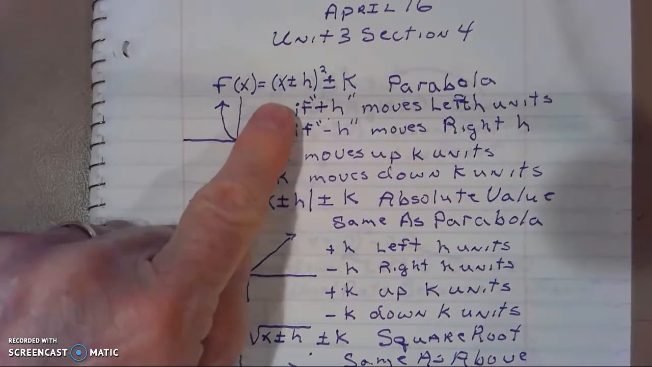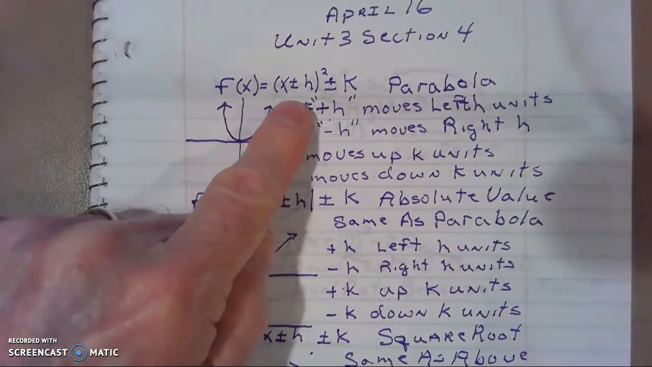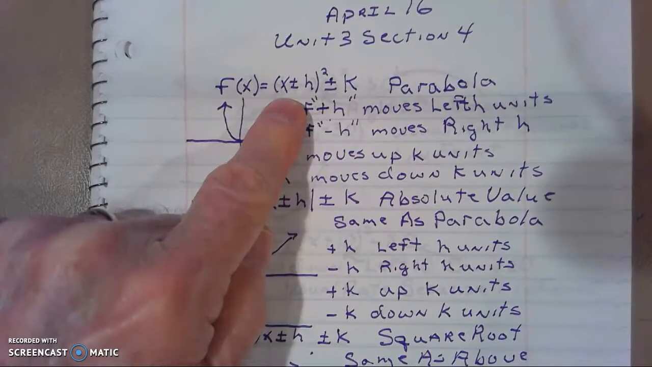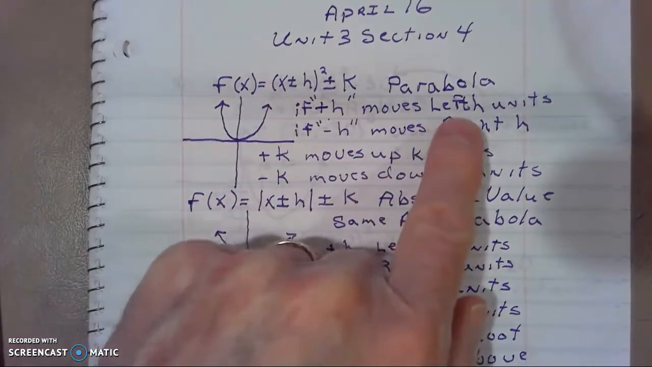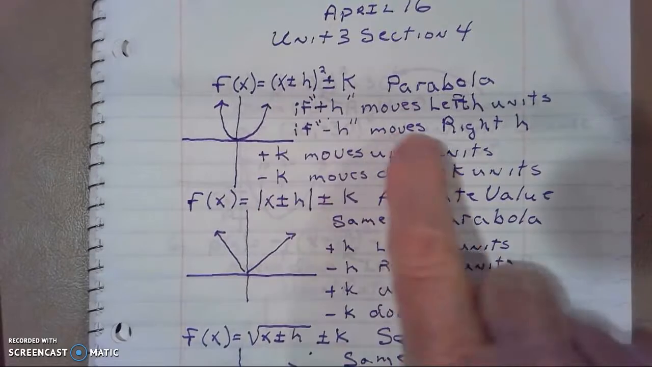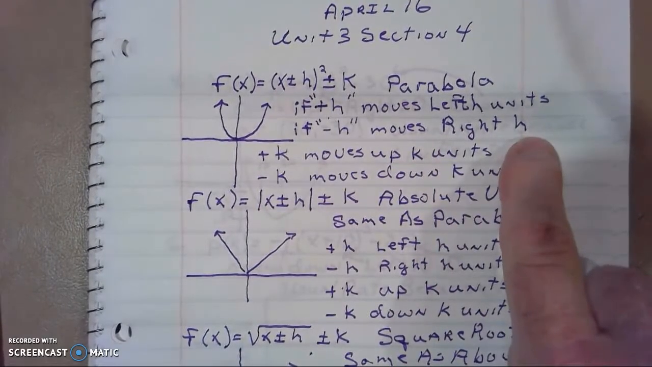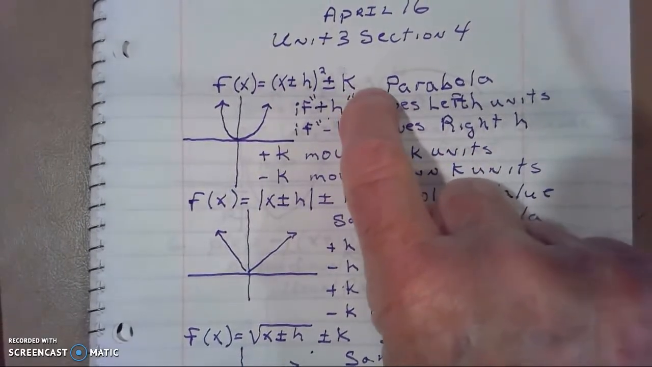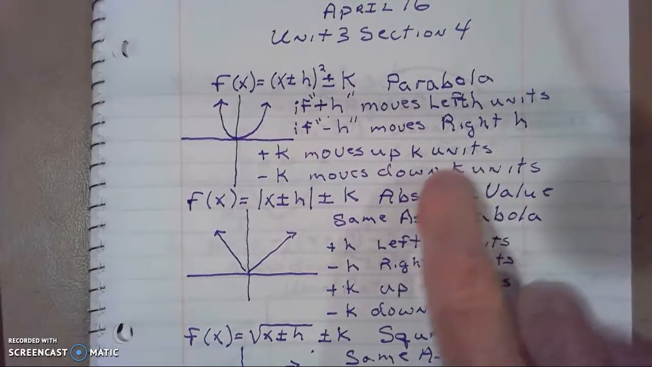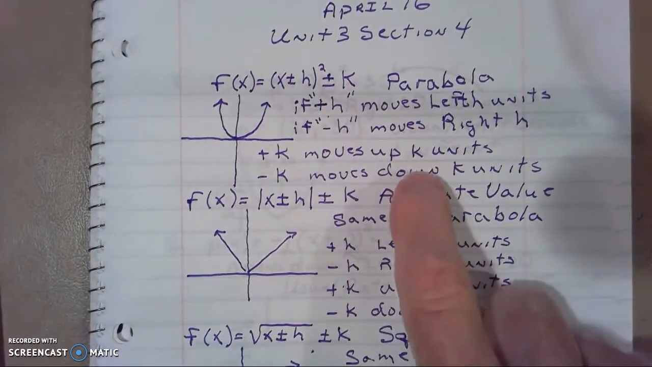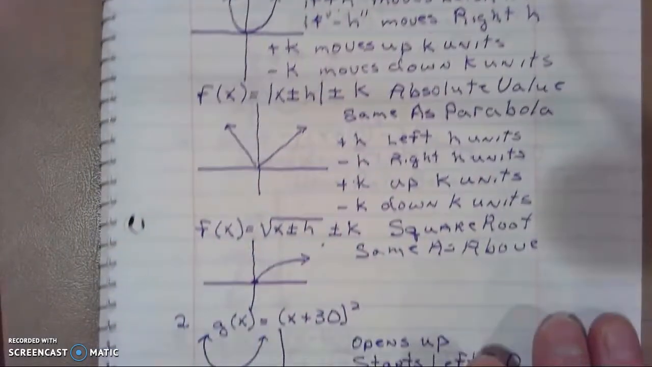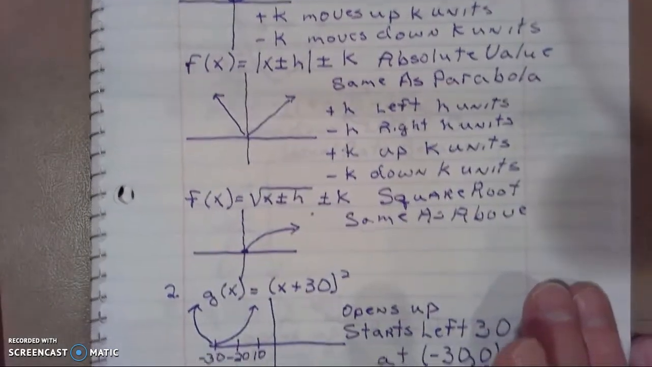What's in parentheses moves the graph the opposite direction of what you have here, because you need 0 in there. If you have plus h, it moves to the left h units. If you have a minus number in there, it moves to the right h units. But this number out here, whatever it is, if it's plus k, moves up k units. If it's minus k, moves down k units. Same way for all three graphs.